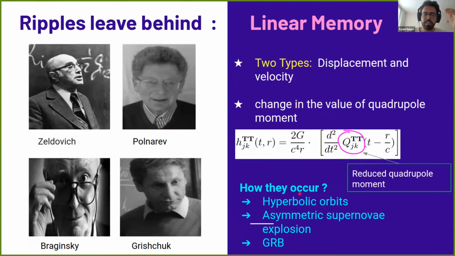So for configurations where the binary is, let's say, in a hyperbolic orbit, or if there is some asymmetric supernova explosion, or some gamma ray burst, then there might be this linear memory term coming into your H, which is the gravitational strain.